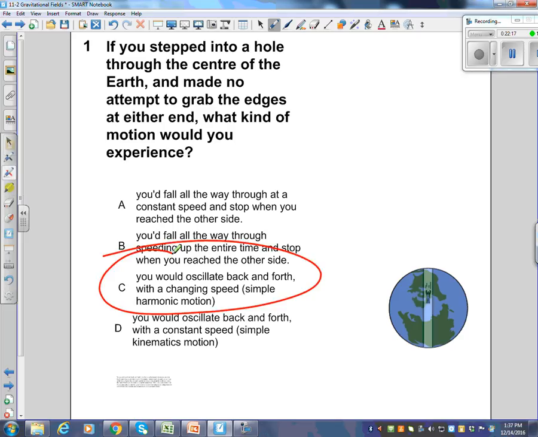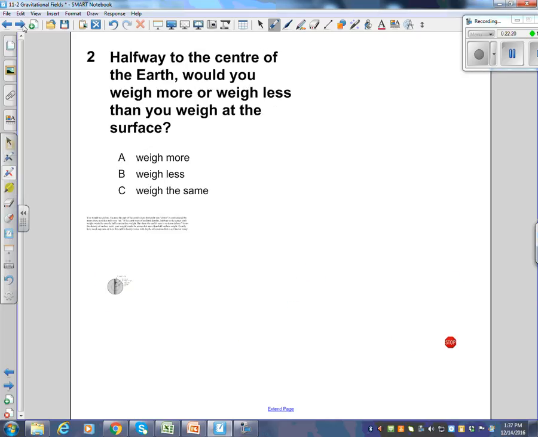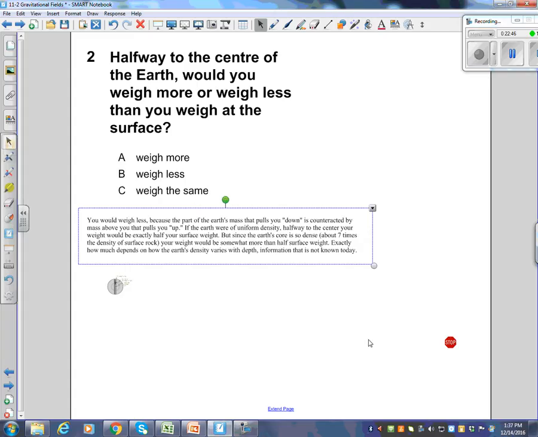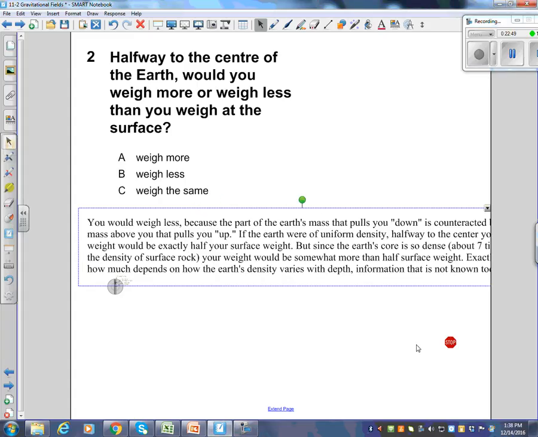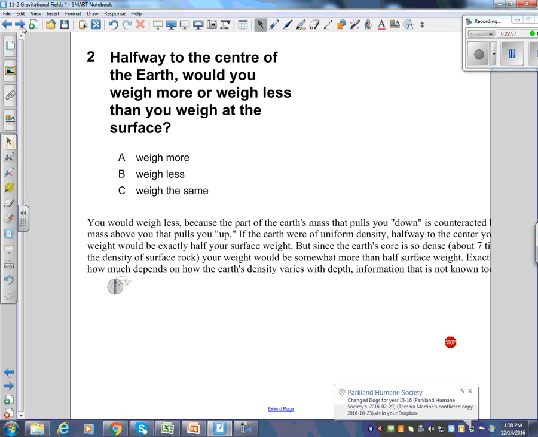Good little practice on multiple choice questions. Halfway to the center of the Earth, would you weigh more or weigh less than you weigh at the surface? Some are saying more, some are saying less. Remember, when you're halfway to the center, you've got some Earth above you. You would weigh less because the part of the Earth's mass that pulls you down is counteracted by the mass that is above you. They're balanced, exactly. Okay.